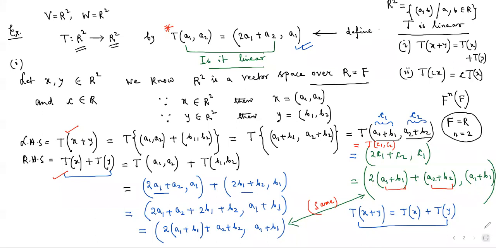Now I'm going to the next part. Next part is number 2. Number 2 is this. We are going to show whether T of Cx is equal to C into Tx or not. Now let's start with the left hand side. C is my scalar, it is any real number. So first of all, I'm going to find out the form of this T of Cx. x is a member of R2, so in place of x, we can put its form A1 comma A2.